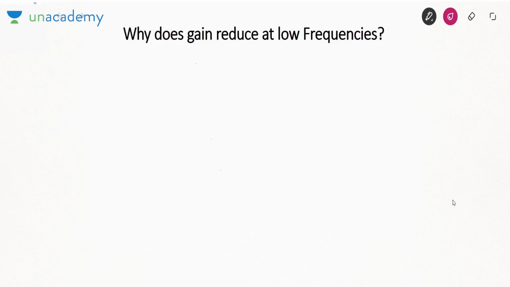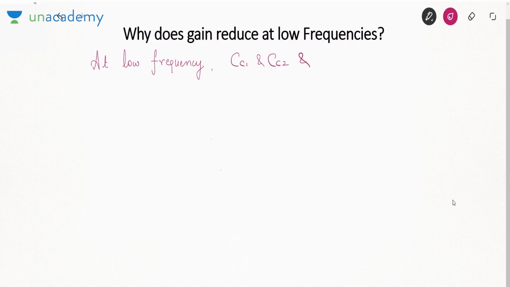Now the question that comes to mind is, why does the gain reduce at low frequency? So always remember, at low frequency your CC1, CC2 and CE dominate. The transition and the diffusion capacitances do not dominate at low frequency.